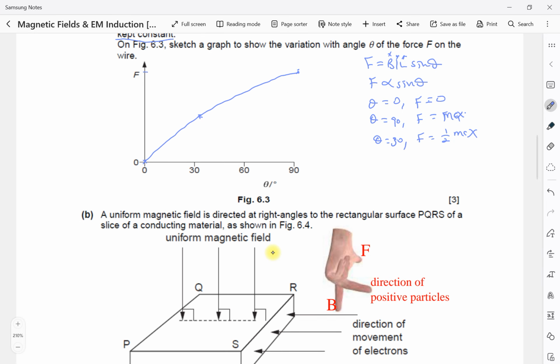A uniform magnetic field is directed at right angles to the rectangular surface PQRS of a slice of a conducting material as shown here.